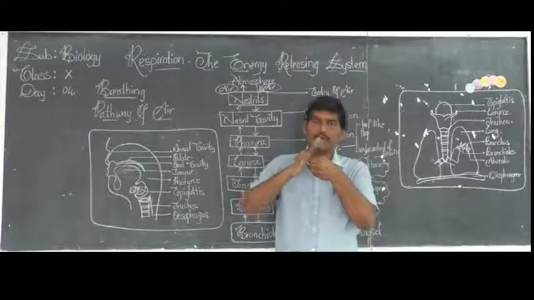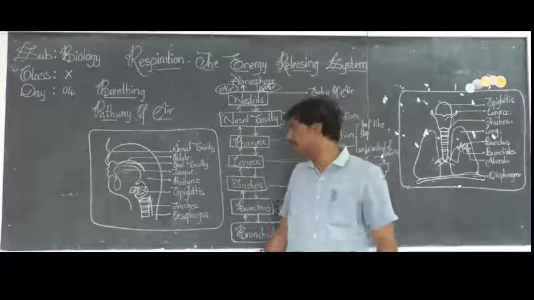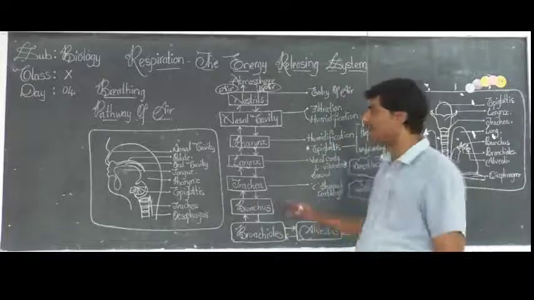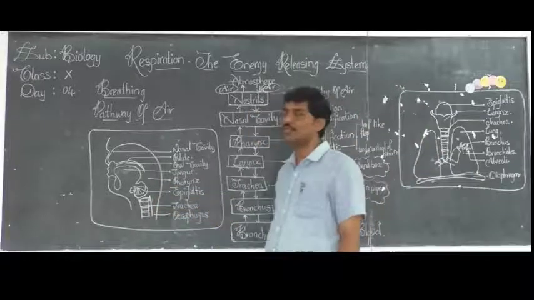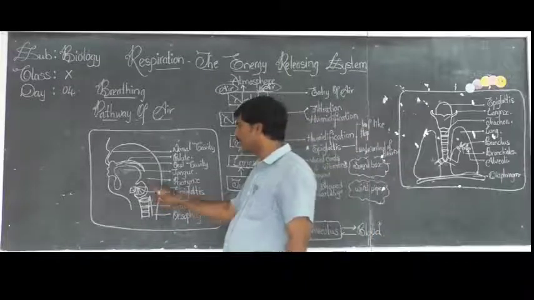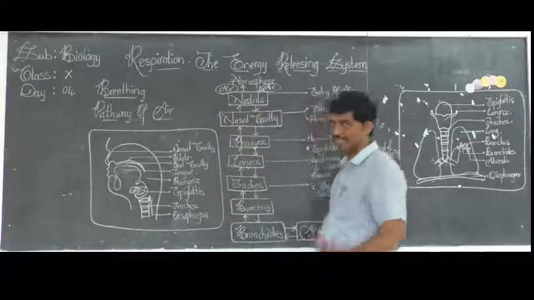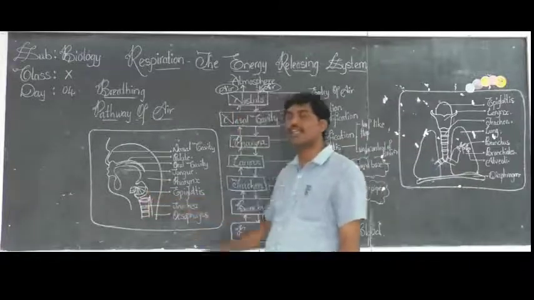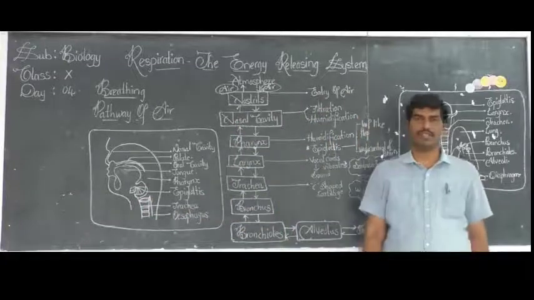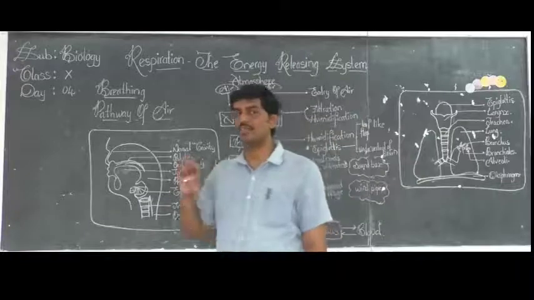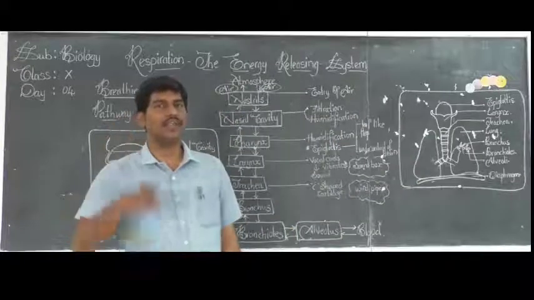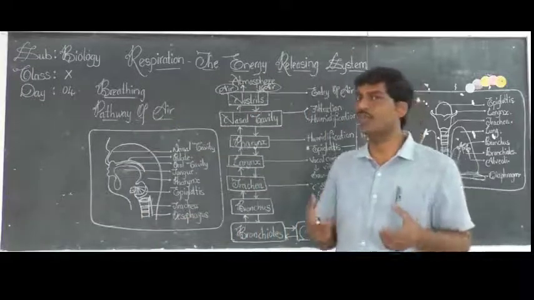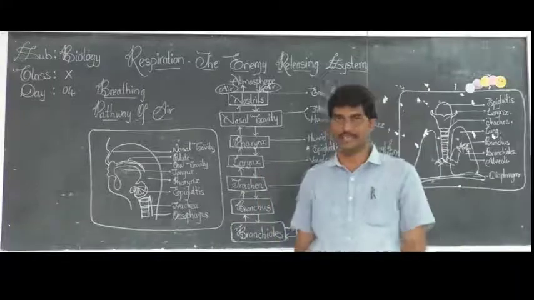This epiglottis prevents the entry of food material into the trachea. Epiglottis closes the trachea and prevents the entry of food materials into the trachea, so that the food material is diverted into the esophagus. The complete movement of this epiglottis, its opening and closing, is under the control of the brain. That is the reason elders advise you not to talk while you are eating.